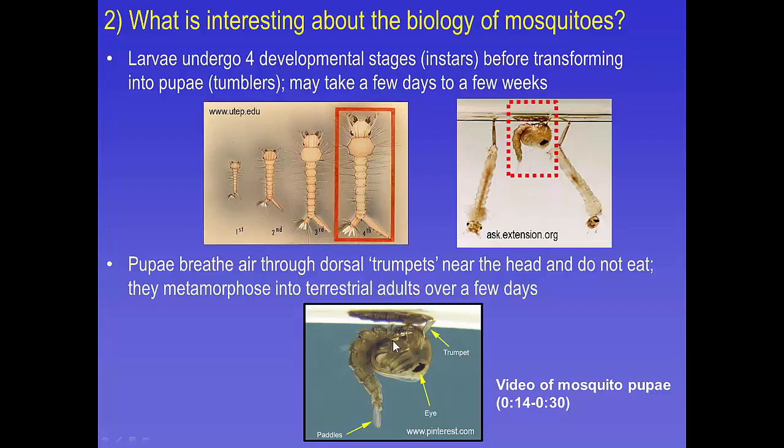But if they're disturbed, if something flies over them, like a potential predator, then they will swim downward in the water column by doing somersaults, hence their common name of tumblers. And we're going to watch a brief video clip so that you can see these pupae in action.